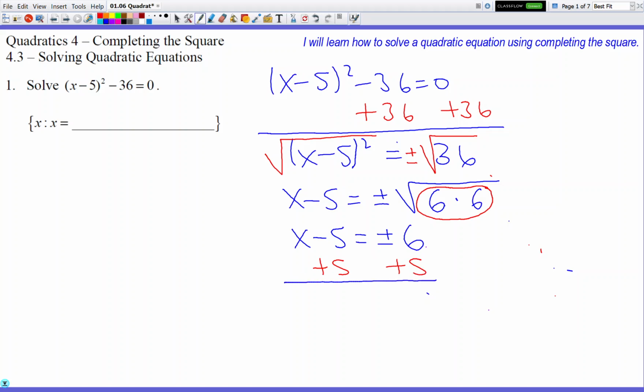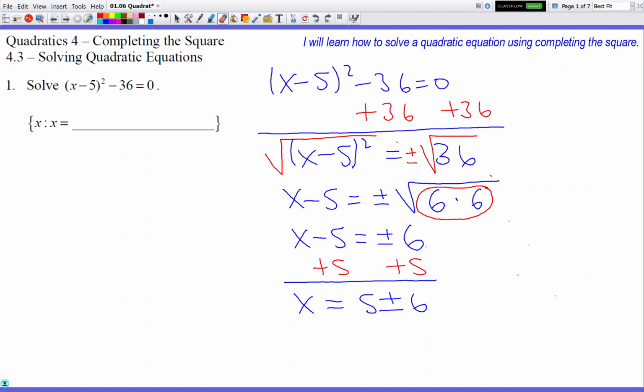And I get x all by itself on the left, which is my goal. Then I have equals 5 plus or minus 6. Okay, so here's what you've got to remember. You can't leave your answer like this, because a lot of students like to leave their answer like this because they think they're all done, right? They got the x by itself, so they think they're all done.